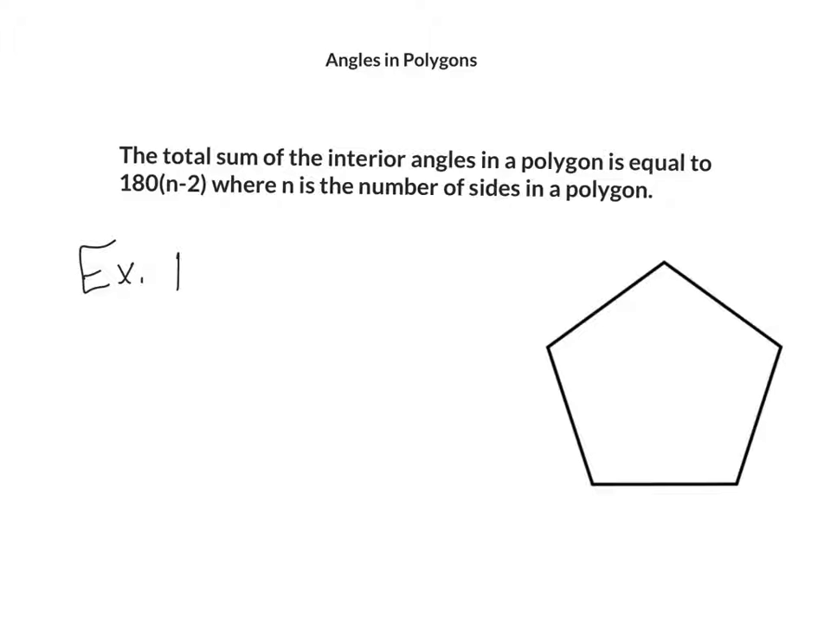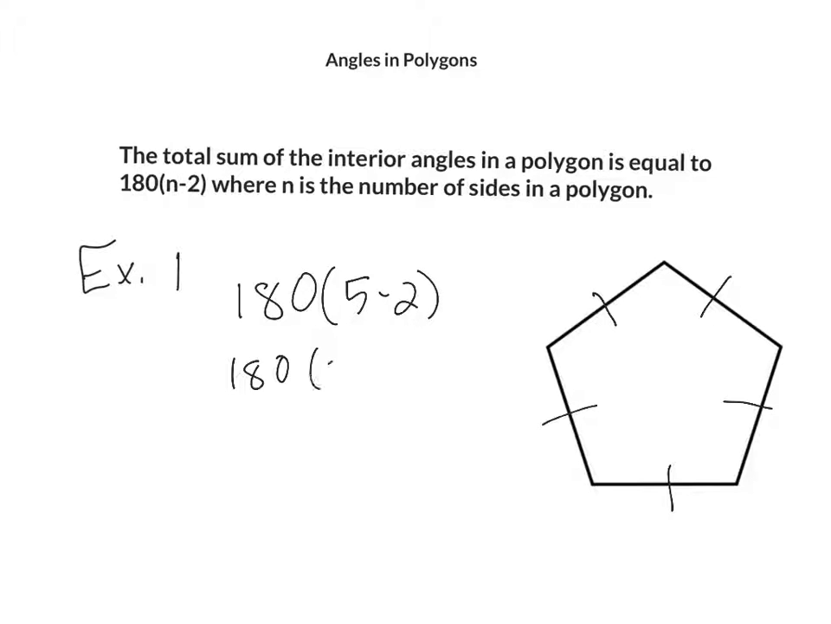So for example, this is a pentagon. I see that it has 5 sides: 1, 2, 3, 4, 5. So to determine what all the angles will add up to in this pentagon, I'm going to take 180 times 5 minus 2. 5 is the number of sides. That's really 180 times 3, which would give us 540 degrees.